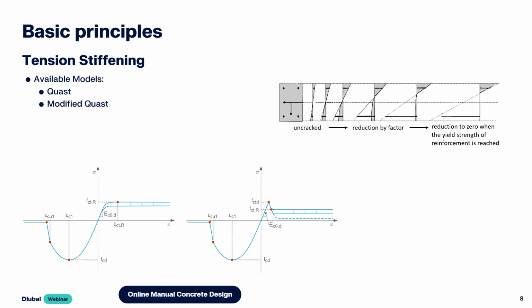In contrast, there is the modified Quast method. Here, the characteristic or design stress is applied first. In the cracked state, the tension stiffening then follows the approach just described before. The last implemented model is the one according to Hirsu and Mo. Here, a fixed parabolic approach is applied for the post-cracking behavior of tension stiffening, up to a limit strain.